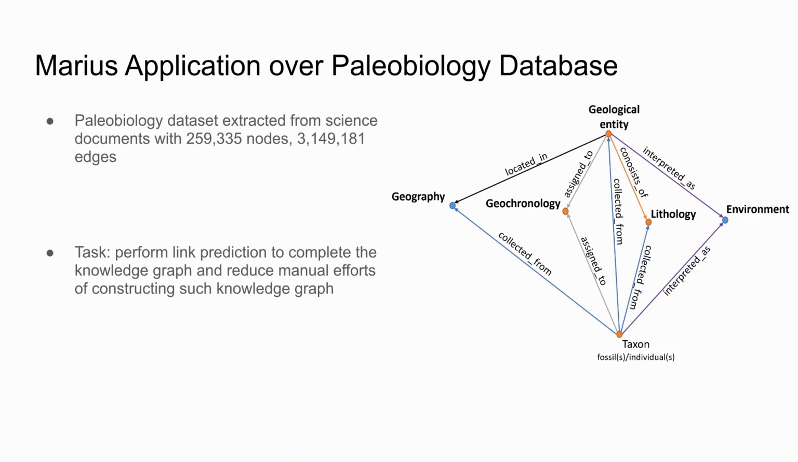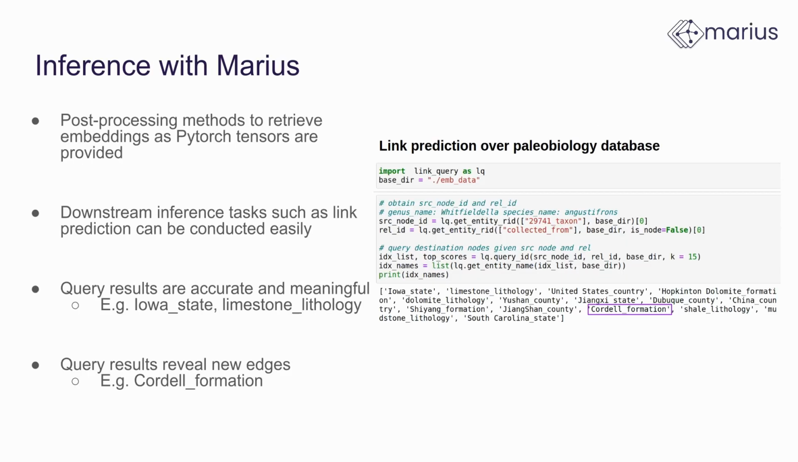Marius supports large-scale graph analysis. In this example, we show Marius' application over a paleobiology dataset extracted from science documents. This dataset is composed of about 260,000 nodes and 3 million edges. We want to perform link prediction over this knowledge graph to find the hidden edges between different entities, such as the relation between a certain fossil and the geographical location it is collected from. We can perform inference tasks such as link prediction using the trained embeddings.